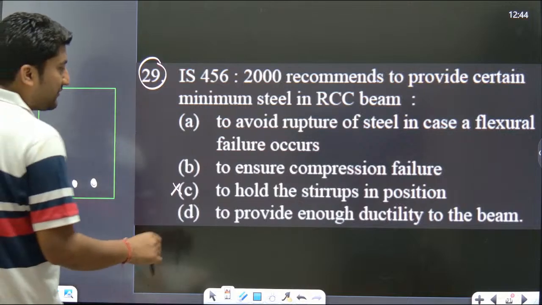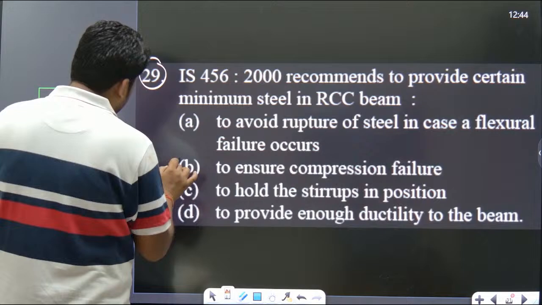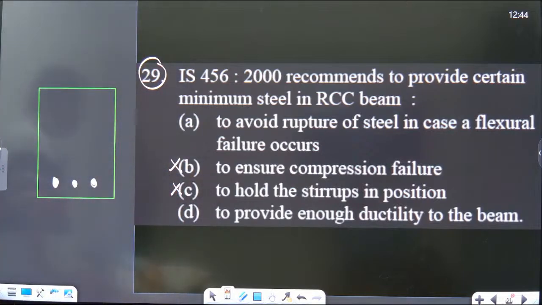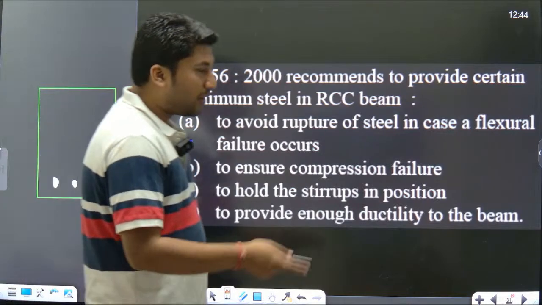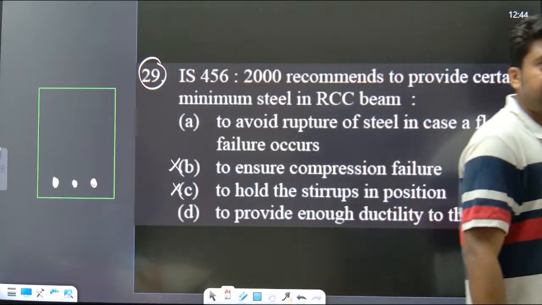To ensure compression failure. Why is it given to ensure failure? No, it is also not wrong. It is also not correct. Now the answer lies in either option A or D.